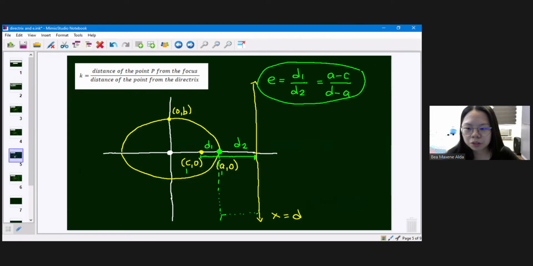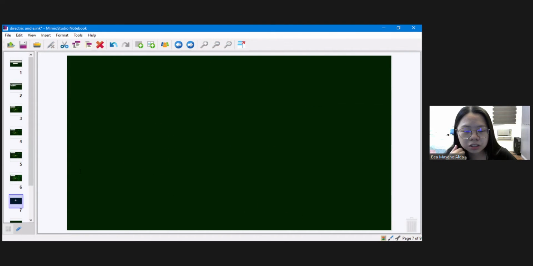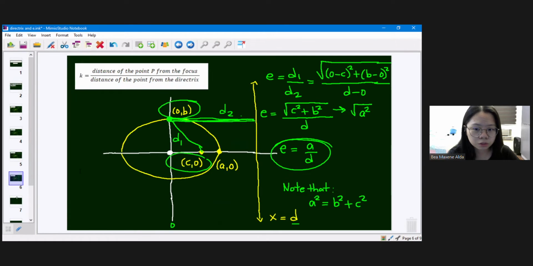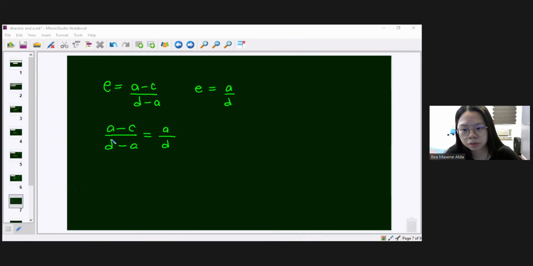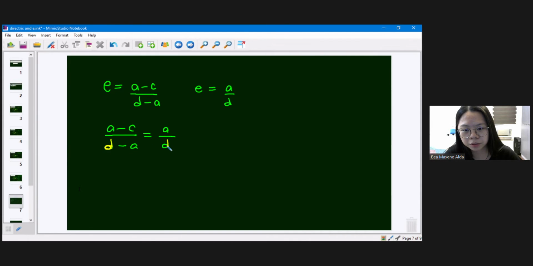This is getting somewhere. So, since may dalawa na tayong equation, no? From 2 points, yung from the major axis, tas yung nasa minor. Equate natin yan. E is equal to A minus C over D minus A, and then, of course, E is equal to yung kanina. There we go. A over D. So, again, here we go. The goal is to find D. So, equate natin yan.